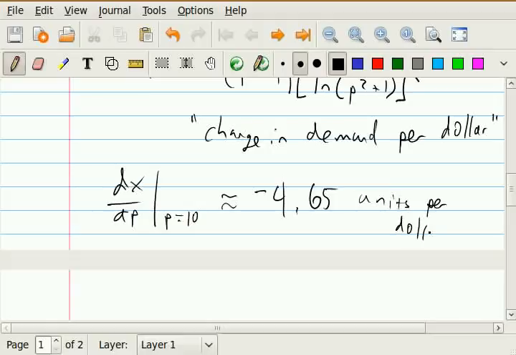Again, the interpretation is when I'm pricing them at $10, you might ask, what's happening to demand per dollar we increase price? So roughly what's happening when we go from $10 to $11? And the answer is this: demand is decreasing by about 4.6 units per dollar. It's just an instantaneous rate of change. Certainly when the price is $11, you're going to sell some whole number of units fewer, but at least instantaneously at that moment, here's what's happening to demand. For every dollar we increase the price, we're losing about 4.5 to 5 units of sales.